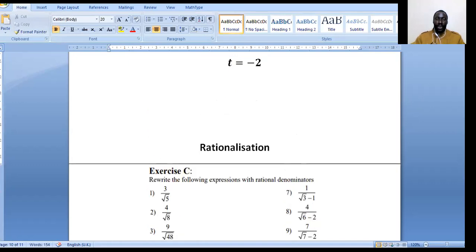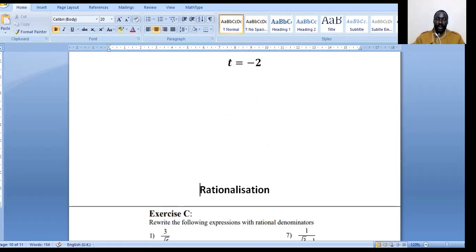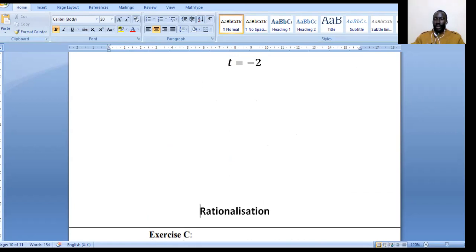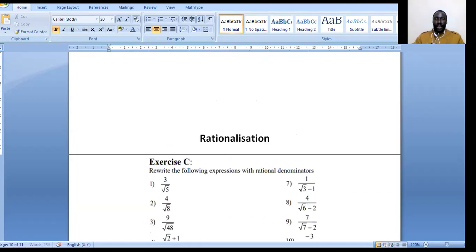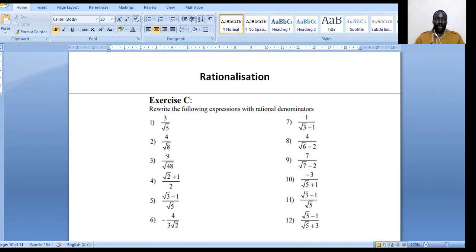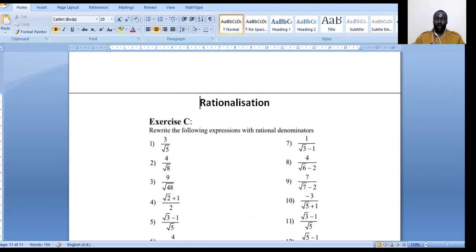Rationalization means making something rational. To rationalize is to make something rational. It's like making something have a fraction. How do we rationalize this?